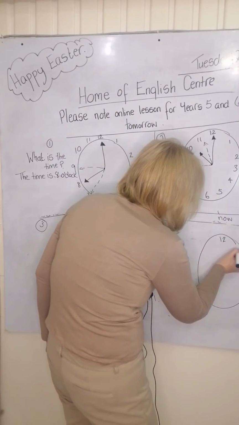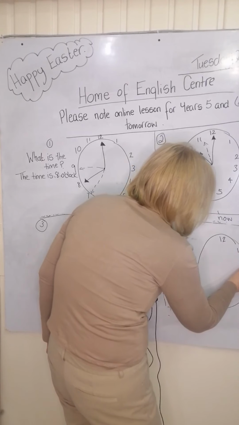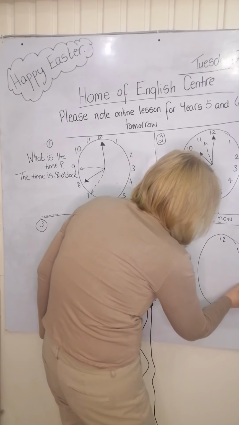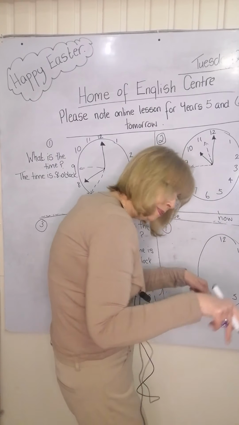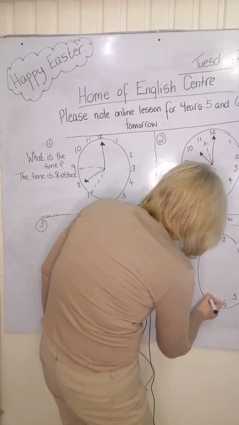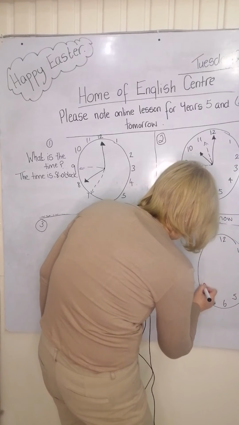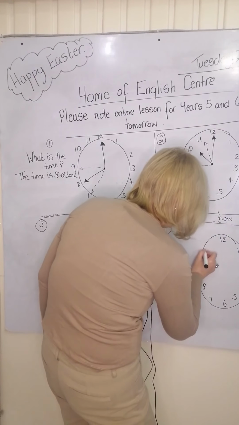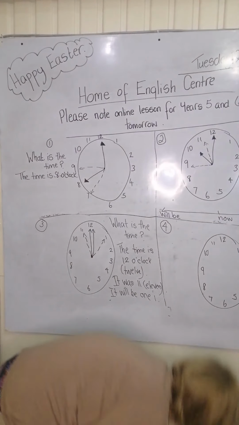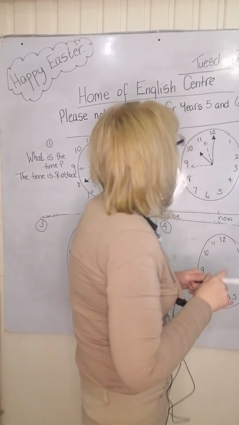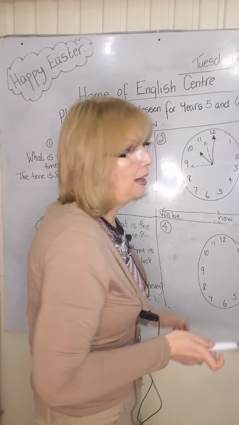Twelve. 1, 2, 3, 4, 5. At the bottom, 6, 7, 8, 9, 10, and 11. Okay. These are numbers.